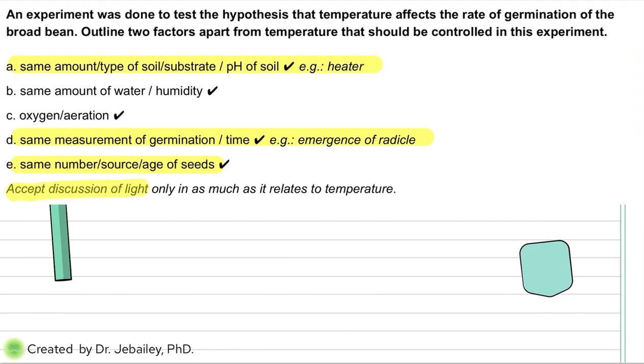Accept discussion of light only in as much as related to temperature. So basically, temperature and light are not the same thing, but if you discuss more about the sunlight, not necessarily temperature, then it's okay. So all of these are just ways that you can manipulate an experiment dealing with germination.